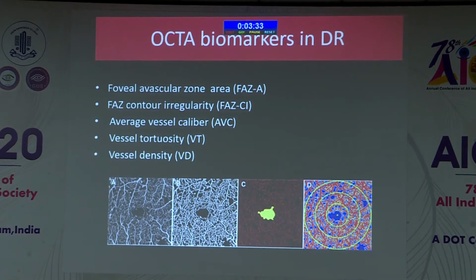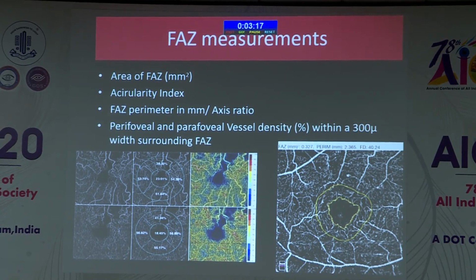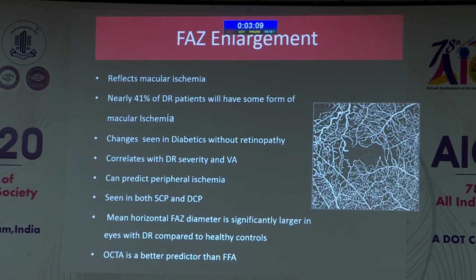What are the OCTA biomarkers? You should look at the foveal avascular zone, foveal avascular zone contour integrity, vascular calibers, vessel tortuosity, and vessel density. These are some of the biomarkers. If you look at the FAZ, you should look at the acircularity index, area of the FAZ, the perimeter, and the vessel density. Within the 300 microns of the foveal avascular zone, you should assess the vessel density.